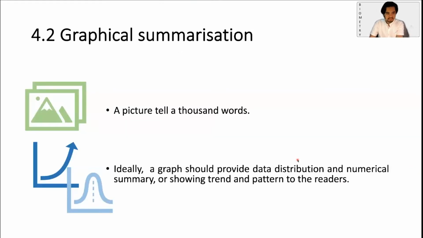So for the graphical summarization, I think you are well aware of this proverb: a picture tells 1,000 words. Ideally, what we want is that the graph should accurately present the data distribution, how the data is being distributed, and also indicate the central value, the mean or the median in your data, as well as the variations when you take the measurement. The graph should indicate a form of trend or pattern. By all means, on the graph we could visually see where the central value is, how your data is distributed, and the trend or pattern.